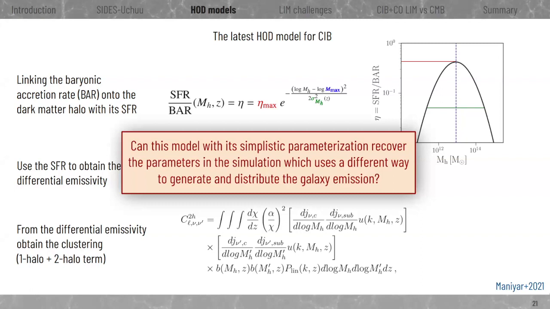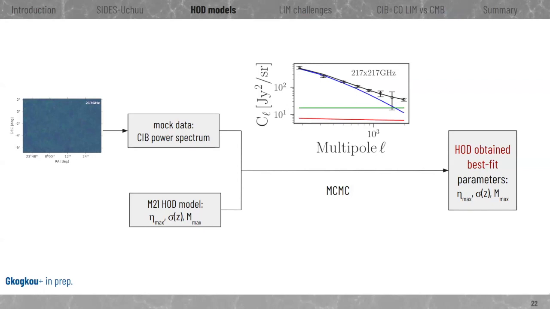So what's the test that I want to do here? We have a model for the CIB power spectrum, and I also have a simulation that generates the luminosity of the galaxy in a slightly different way. So I wanted to see if the model is good enough to recover the right parameters I have in my simulation. To do that, I created mock data from my simulation, from the CIB map. I have the model I just described with these three parameters. I fit the model to the mock data and I obtain a set of best fit parameters. I would expect these three parameters to be close to what I have in the simulation, and I know what I have in the simulation, so I can do this test.